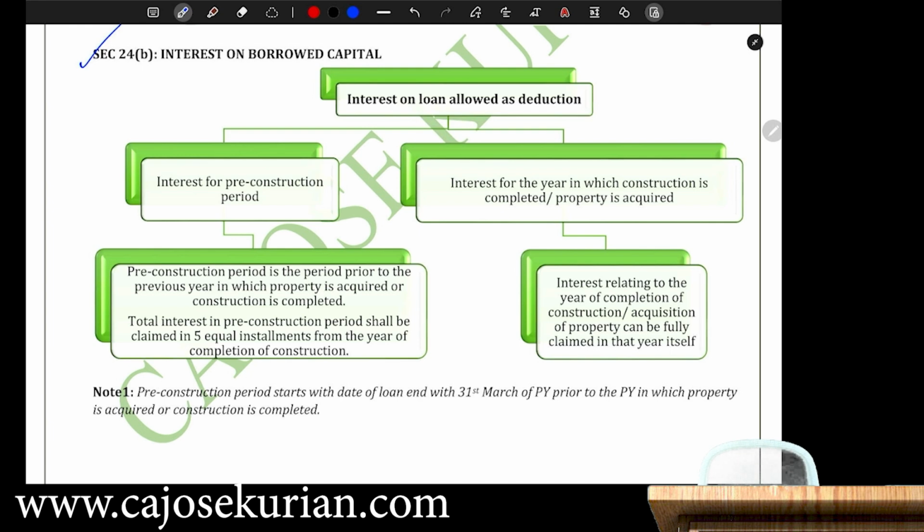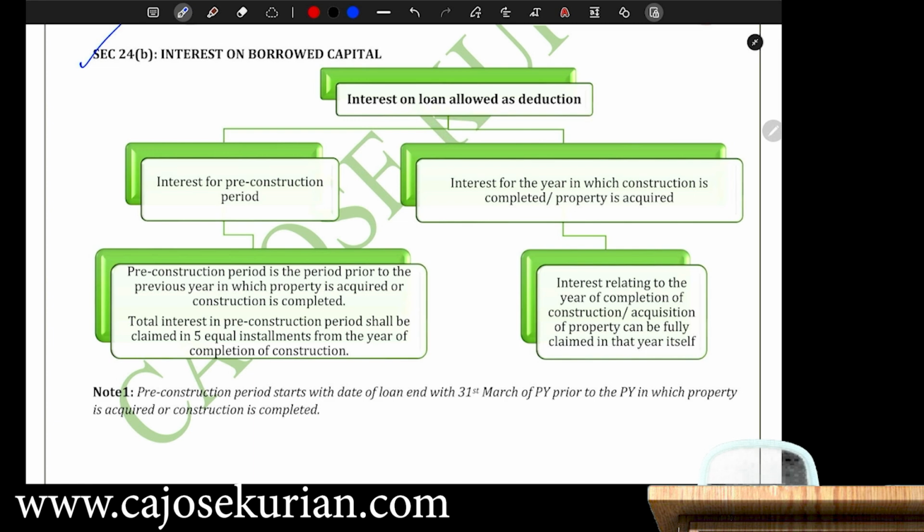What is pre-construction period? See, today I took a loan and I started the construction of my building. If today I took a loan, I have to repay from next month onwards. My EMI payment will start from the next month beginning, and in the EMI, I have to pay the interest. So this year I will suffer interest, but there is no property because it is under construction. Interest is there, but property is not there. So what to do with that interest?